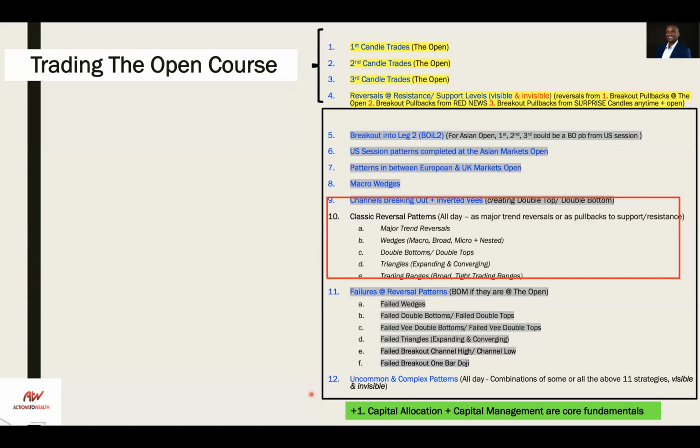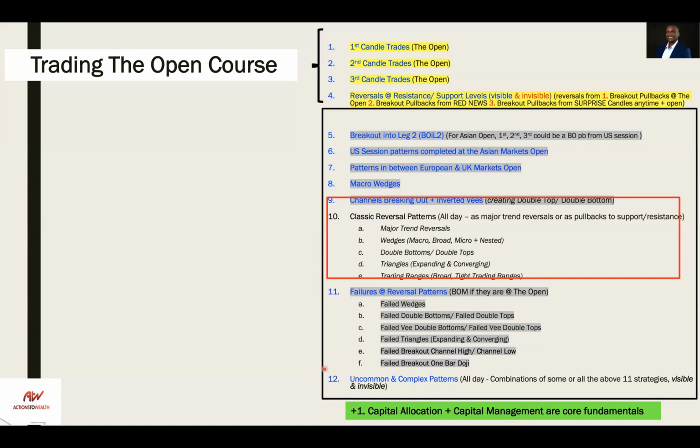Right now, if we jump to strategy number 12, I just call this uncommon and complex patterns. Wouldn't it be a beauty if the market was straightforward and we didn't have to struggle and just everything slot into exactly these strategies? But sometimes you get combinations of some or all of these 11 strategies, 1 to 11. The market just throws them at you, either at the open. You get just like, what is happening? If you don't quickly diagnose that you're in uncommon and complex patterns, you can either miss out on a huge trend that starts, or you can lose a lot of money getting chopped out.